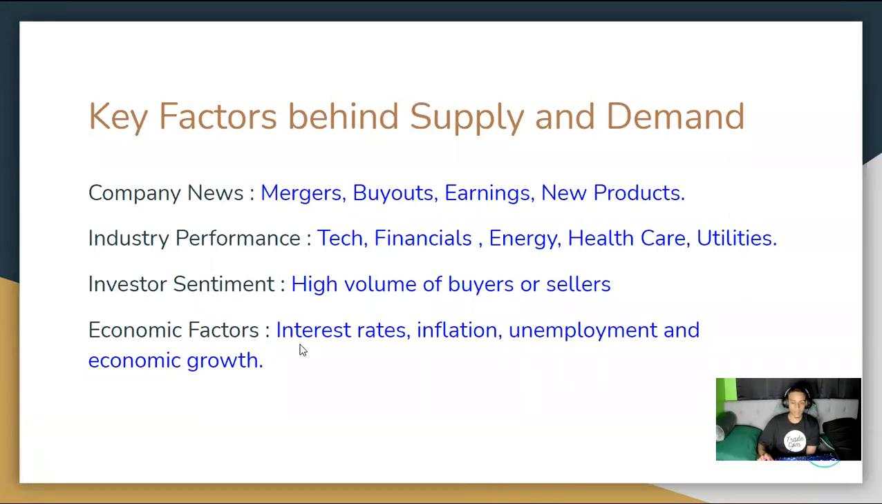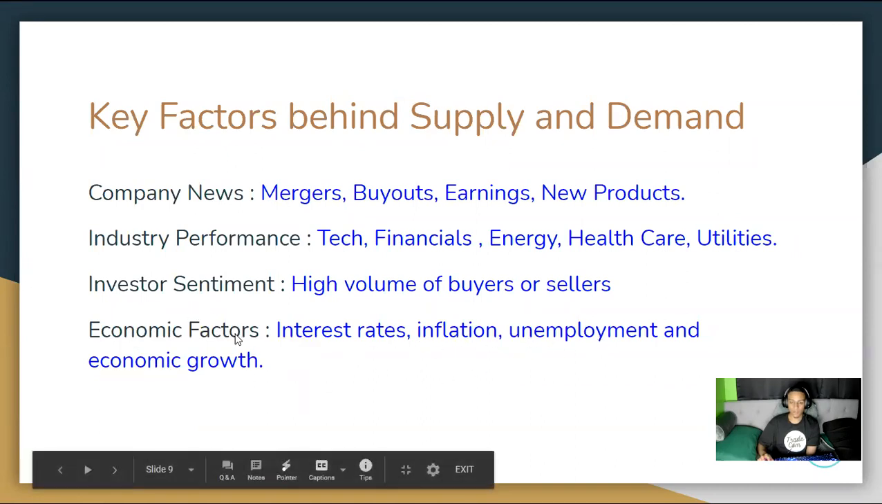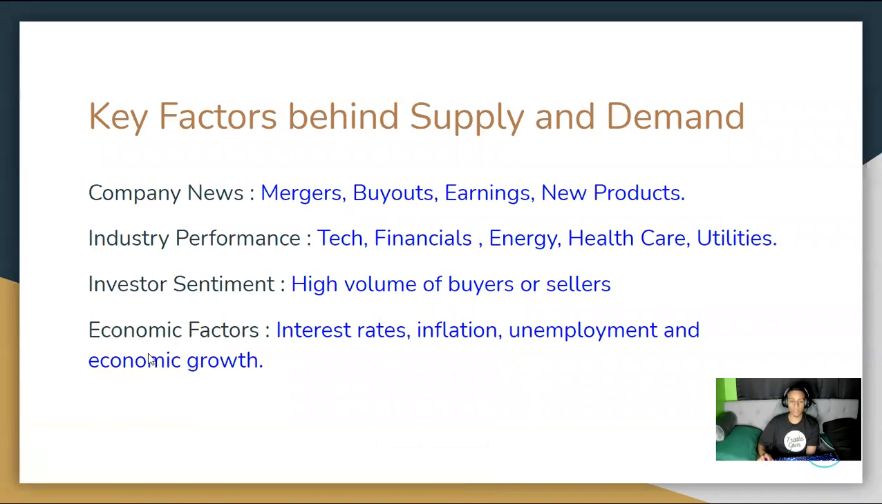Economic factors such as interest rates, inflation, unemployment, and economic growth. So economic factors, you can see last year when SPY started dropping, we had a virus. This is an outside thing, so this wouldn't be company, industry, or investor sentiment. This would be an economic factor, right? So the virus increasing over here, a lot of people getting sick.